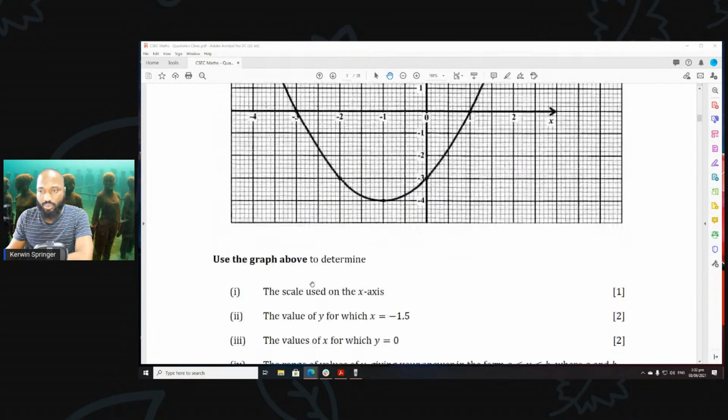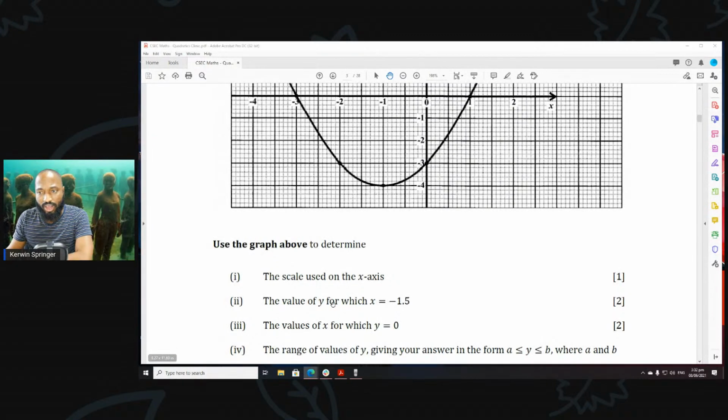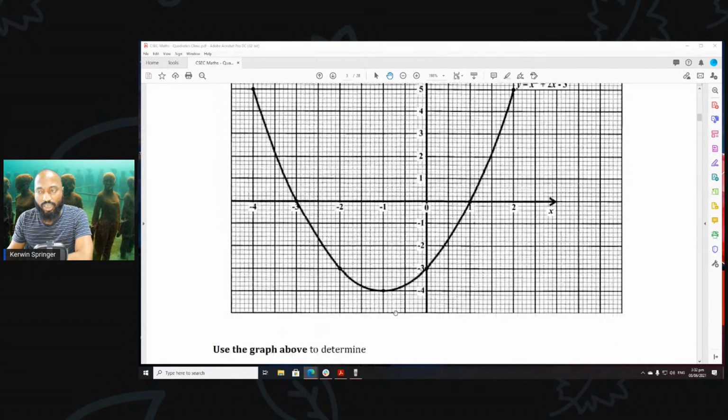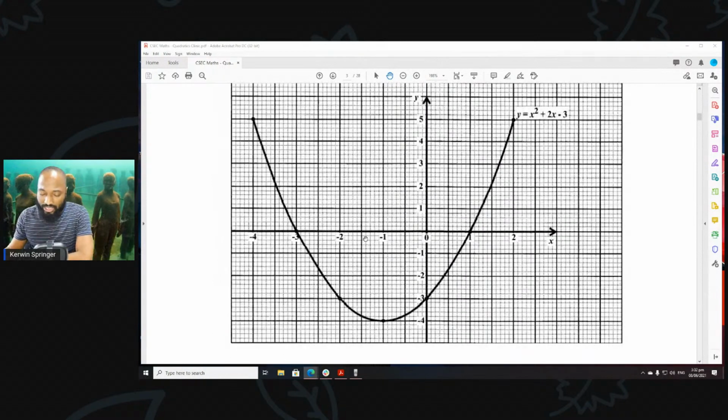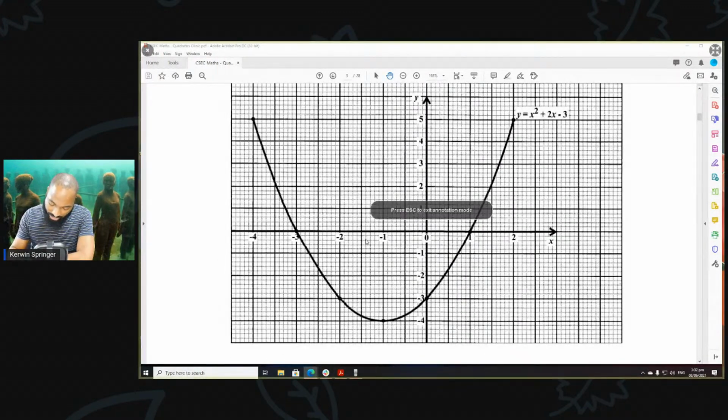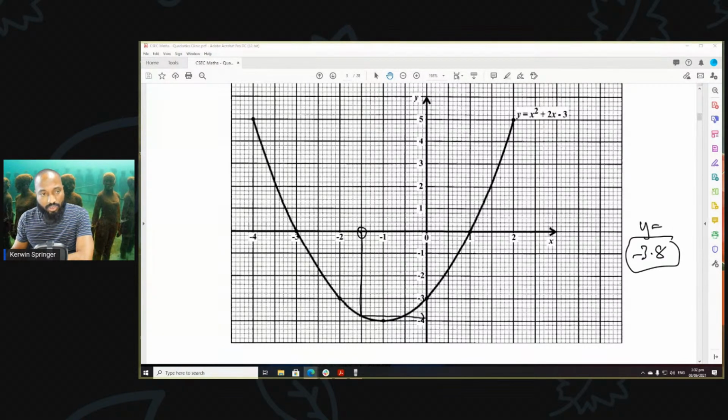Okay, what's next? The value of y for which x is equal to negative 1.5. So the value of y when x is equal to negative 1.5. So when x is equal to negative 1.5, that's here. The corresponding y value looks to be negative 3.8. Agreed?